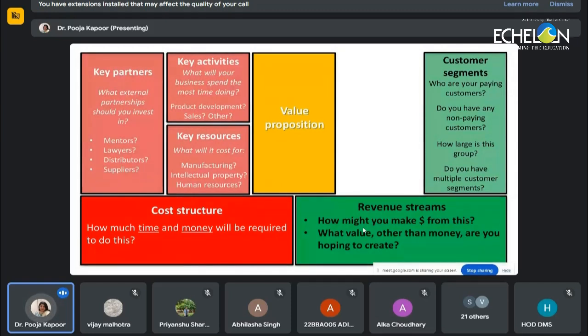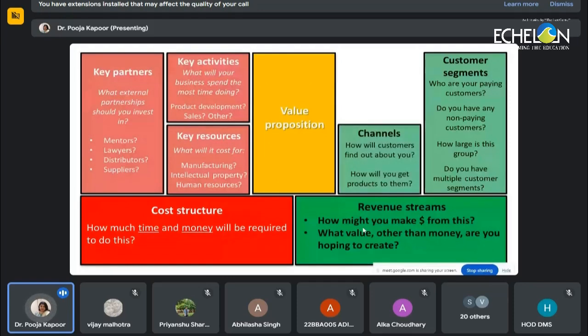Now, who are the customer segments? When we talk about customer segments, who buys your product or service, you have to simply answer. For example, different user groups for our software products. Do you have any non-paying customers also? If they are, how large is this group? So you have to identify the group also. For example, if you are targeting an audience for a software application only for a particular age limit, then how large is this group? And will multiple customer segments be targeted here also?